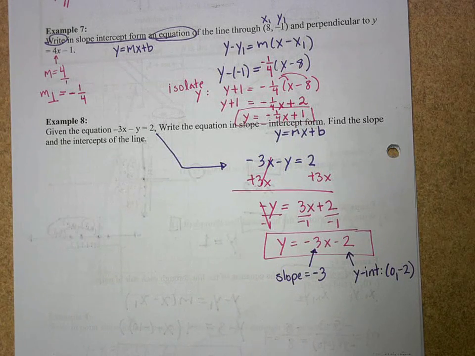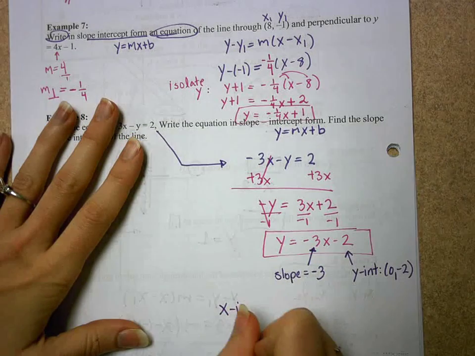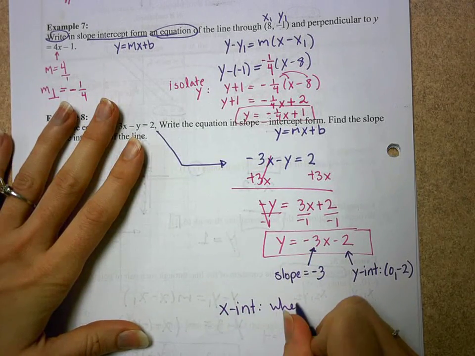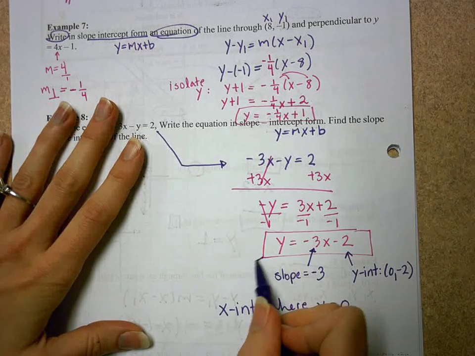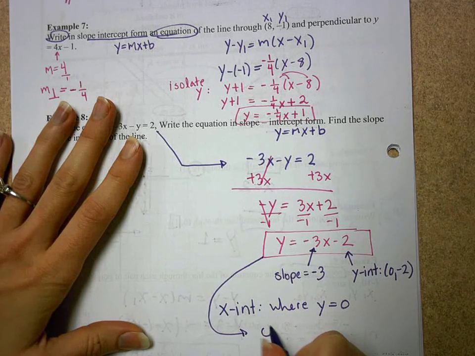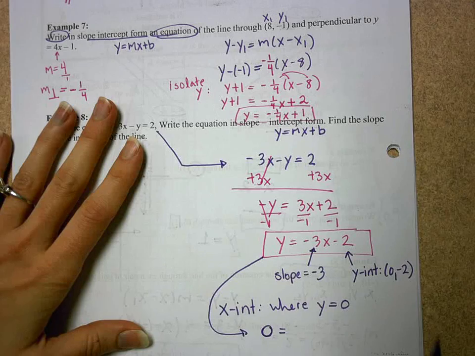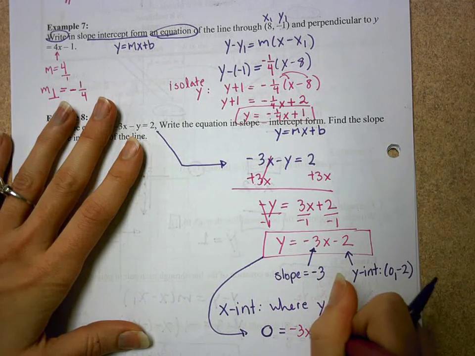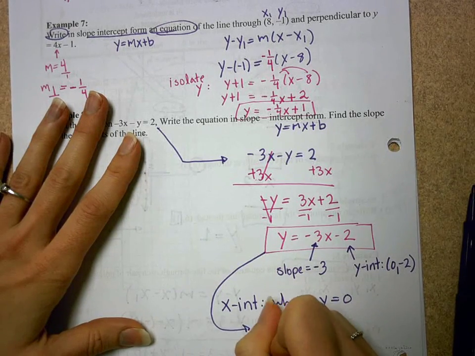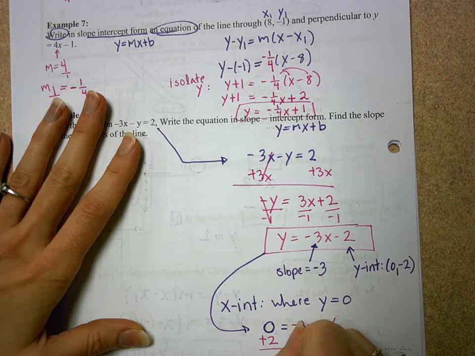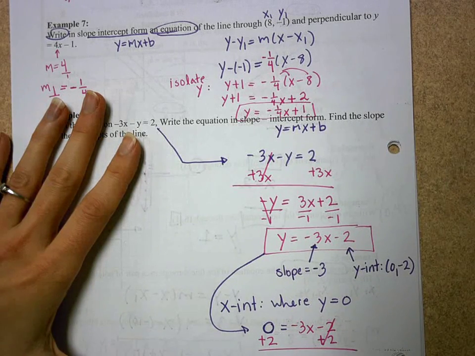How do we find our x-intercept? Well, earlier in this lesson, we looked at the fact that our x-intercept is where y equals 0. So let's take this equation. Let's replace y as 0. We have 0 equals negative 3x minus 2. And let's solve for x. And that will give us our x-intercept. So we add 2. That gives us 2 is equal to negative 3x. Divide by negative 3. And we see that our x-intercept is at negative 2/3.